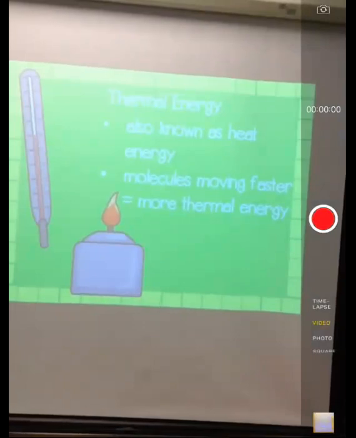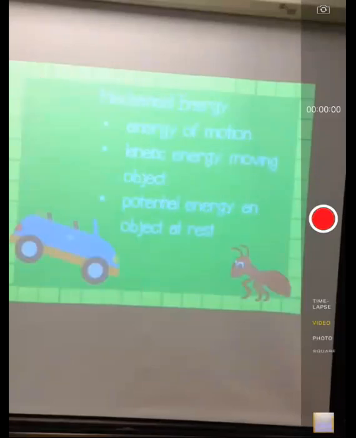So we did light energy, sound energy, and thermal energy. Let's do mechanical energy or kinetic energy. It is the energy of motion, something moving. Kinetic energy is the same as a moving object. That's what we're really talking about with mechanical energy.